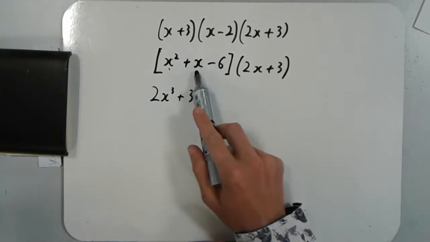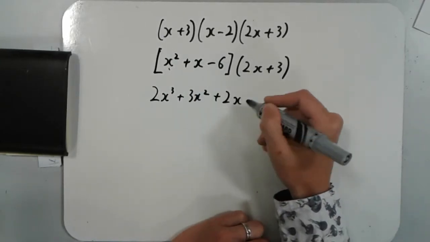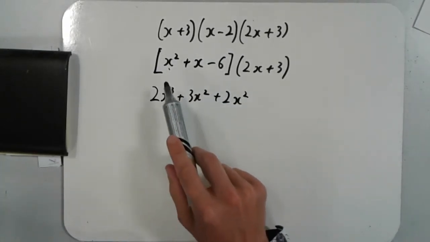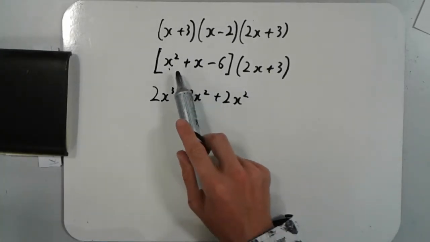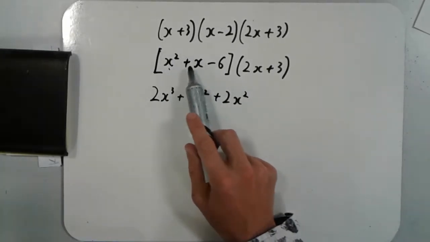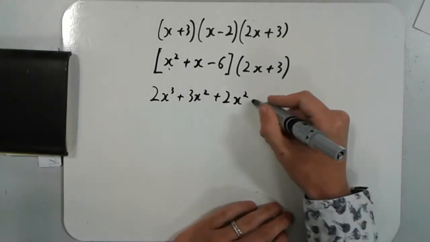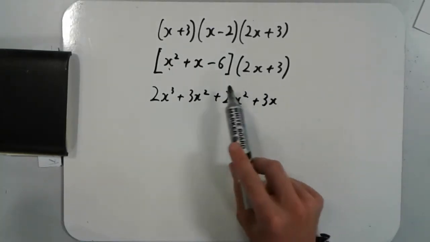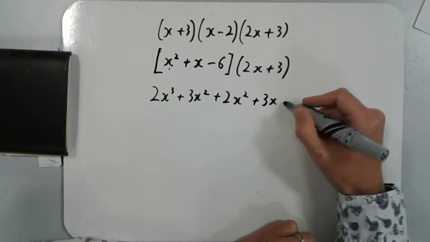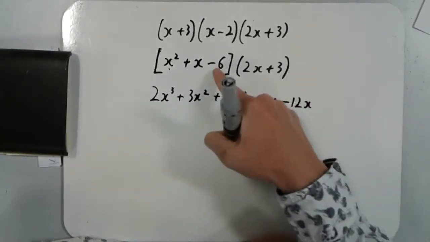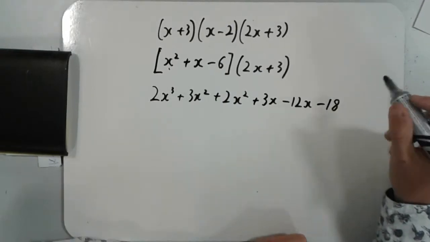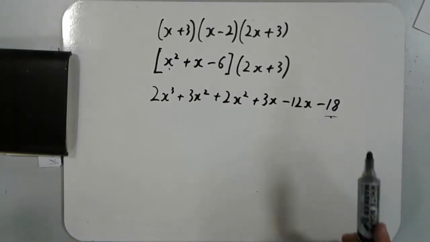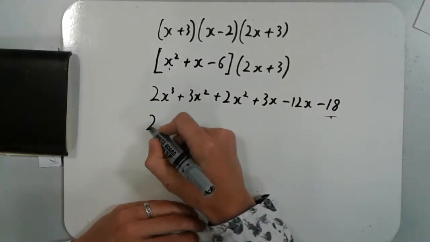Then we have x times 2x, and we notice that that gives us another x squared term. So there are two ways of getting x squared terms, but only one way to get an x cubed. We'll then do x times 3, that gives us 3x. And then finally we need to do minus 6 times this, that gives us minus 12x and minus 18. We notice again that there are two x terms, but only one way of getting a constant at the end. We can now tidy this up.